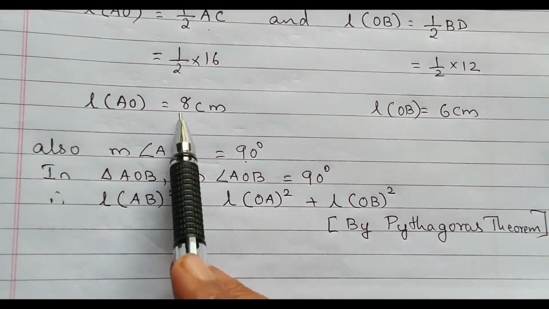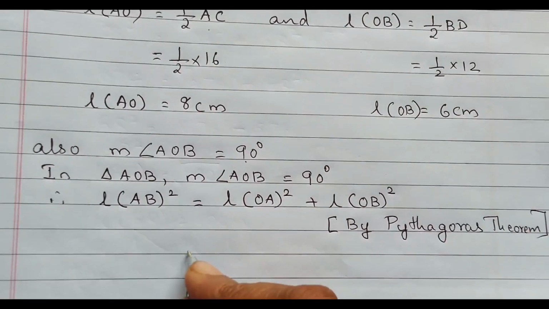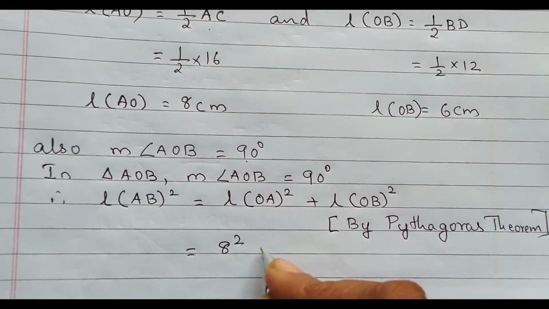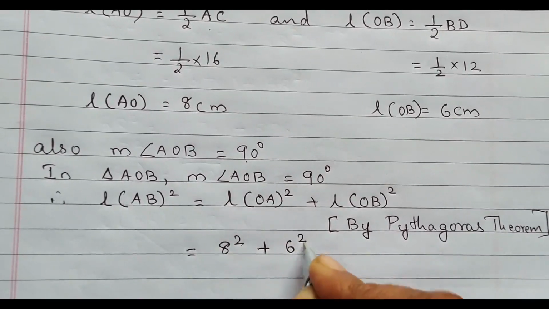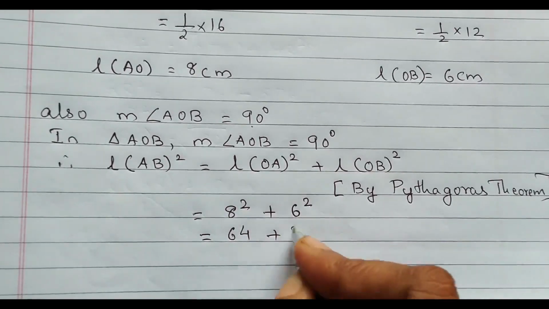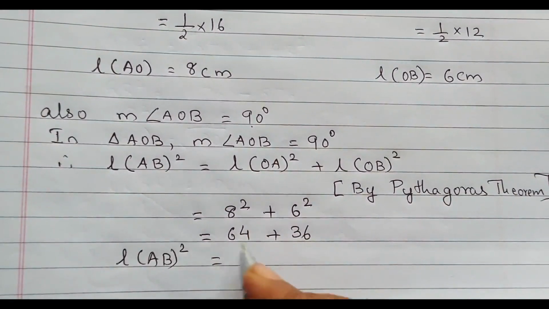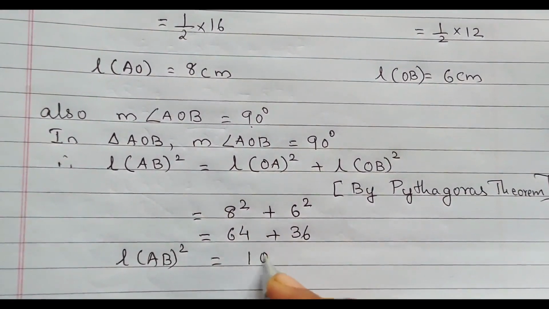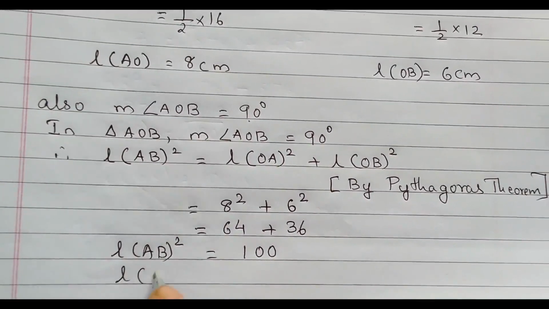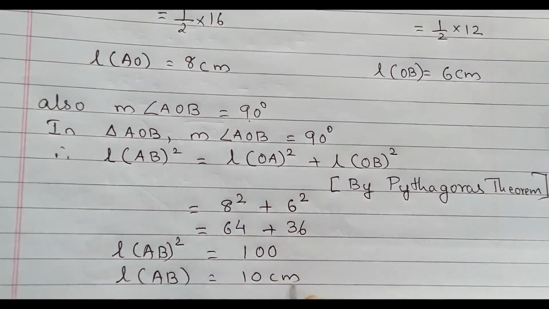Now let's substitute the values of OA and OB. So you'll get this is equal to 8 square plus 6 square. 8 square is 64 plus 6 square is 36. So you get length AB square is equal to 64 plus 36 is 100. Taking square root on both sides, you will get length AB is equal to 10 centimeters.